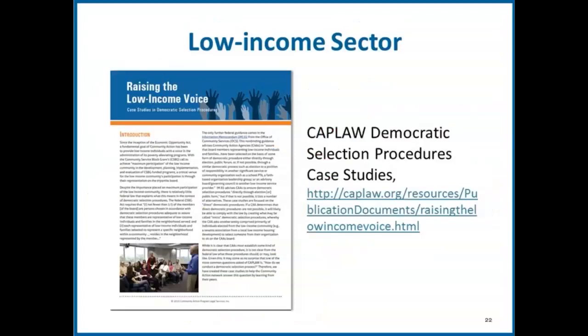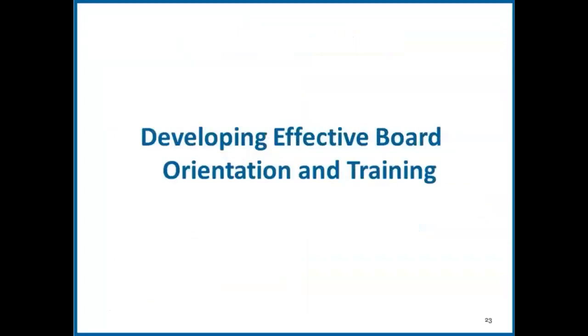Also, CAPLAW has a great brief on democratic selection procedures. They have case studies from how a number of agencies have worked with the democratic selection requirement. So I would encourage you to take a look at that. It provides some really great examples of how agencies around the country are making sure that they are drawing from the communities that they serve, complying with that democratic selection process, but doing it in a way that is really thoughtful and strategic, and making sure that they're connecting with those groups and institutions that should be represented on your board. So I'm going to stop here and see if there are any questions from folks.